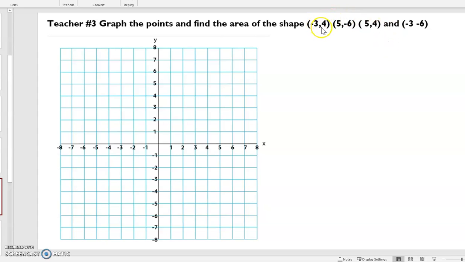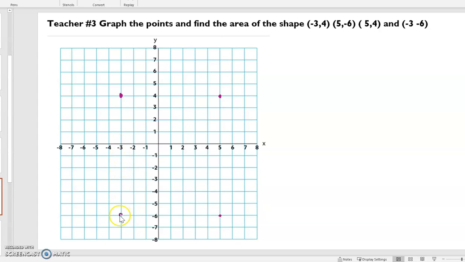Okay, so (-3, 4), I have a negative x, so I'm going to go to my -3 and then a positive y, so over and up. The next one is (5, -6), so x is positive this time, so here's positive 5. Y is negative, so I'm going to go down to the -6. Then I have (5, 4), so again, positive x, positive y, so to the right and up. And then lastly, (-3, -6).